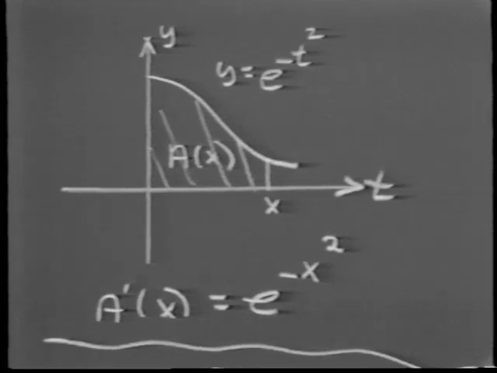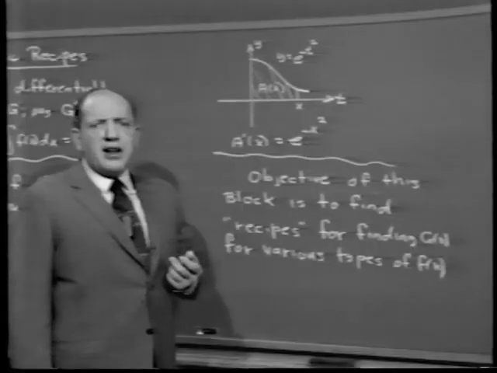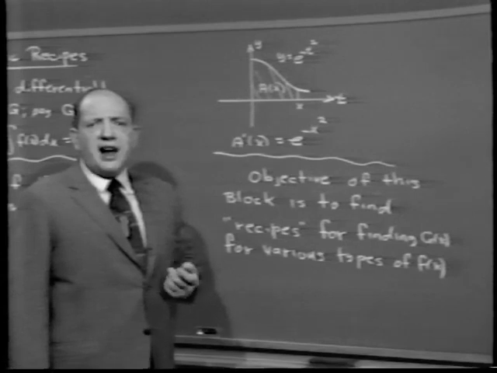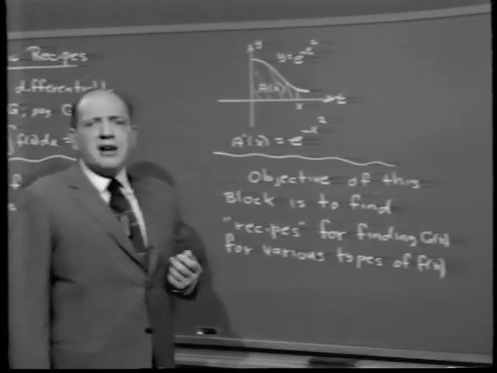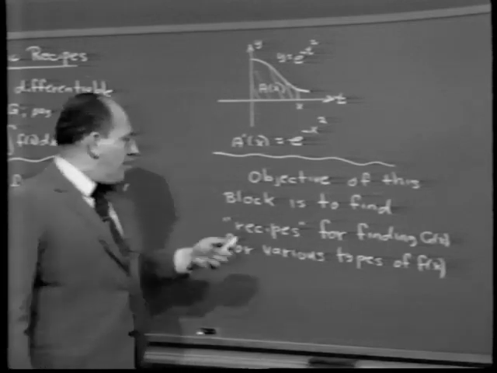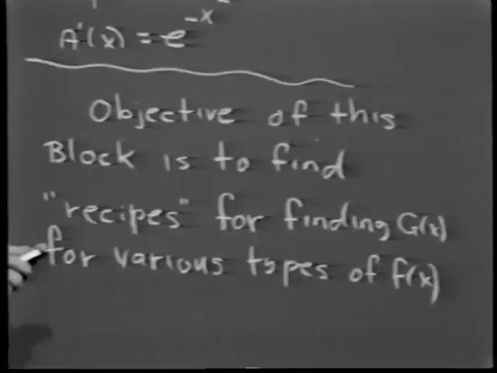Now, that will not be primarily what we're interested in during this phase of our course. What we're interested in is, given various classifications of the function f, to find recipes that will give us g in familiar form, where g is the function whose derivative is f. In other words, the objective of this block of material is to find recipes for finding g of x for various types of f of x.